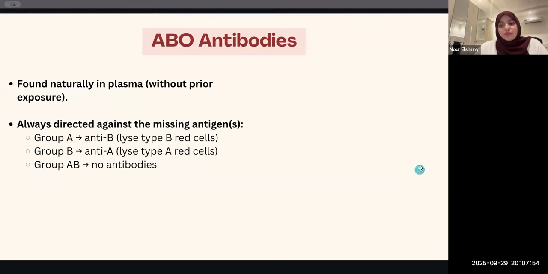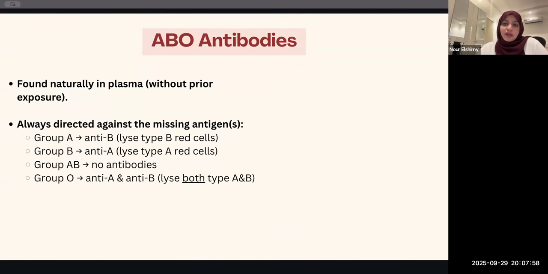Now, O, since it has no antigens for itself, it's going to need to attack any other antigen. And that's why it has both anti-A and anti-B. So it lyses both types, A and B.